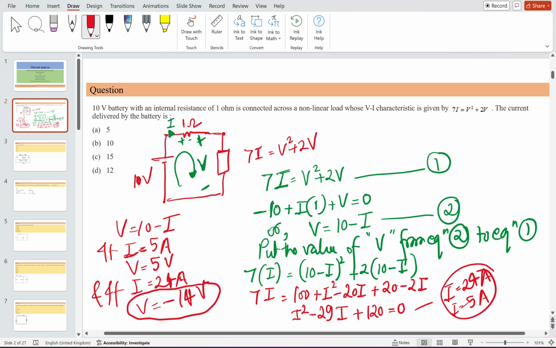Because here the current will enter the positive terminal. So 5 amps will be the correct answer, because it is a load and it absorbs the current. The voltage positive terminal will be such that the current enters the positive terminal. That's why the current we consider is 5 amps. So this is the correct answer. Let's move forward and see the second problem.